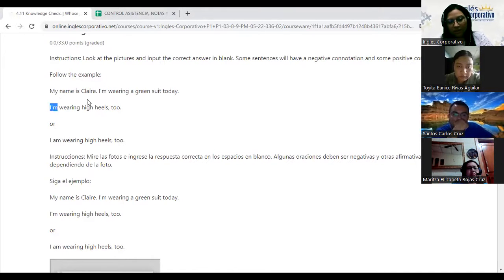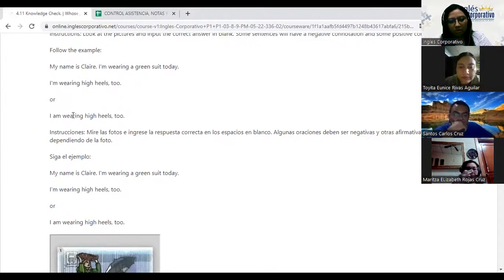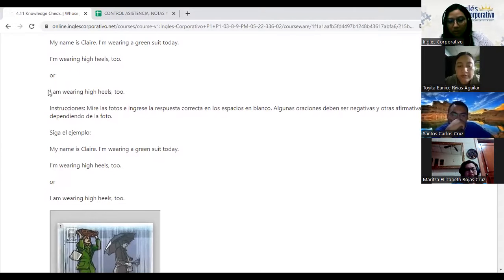I am. ¿Qué están utilizando? ¿Forma corta o forma completa? Forma corta. I'm wearing. Forma corta. I'm wearing. O también dice or, yeah. O. Ustedes también pueden utilizar forma completa. I am wearing high heels shoe. También estoy usando tacón.